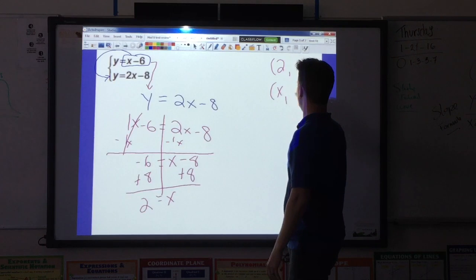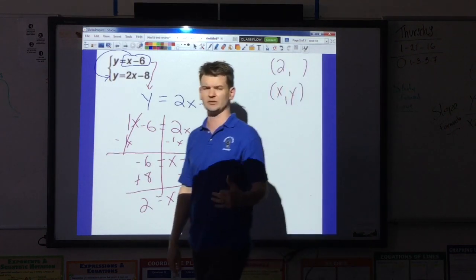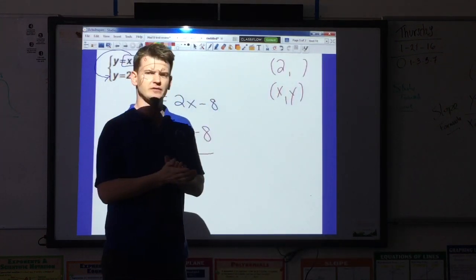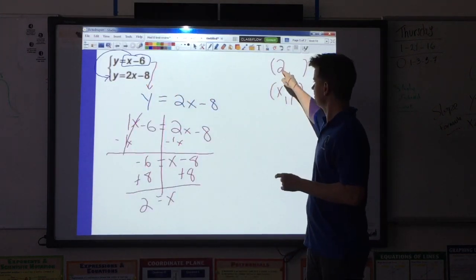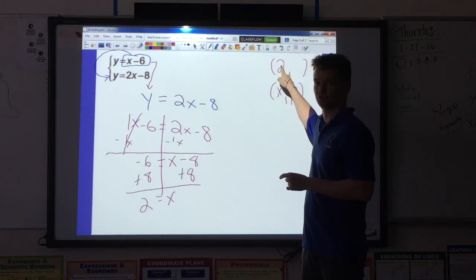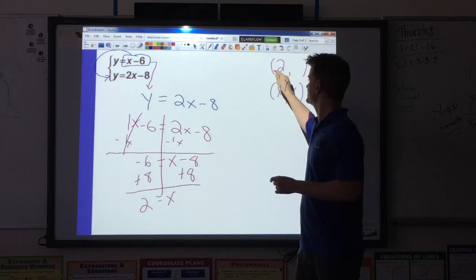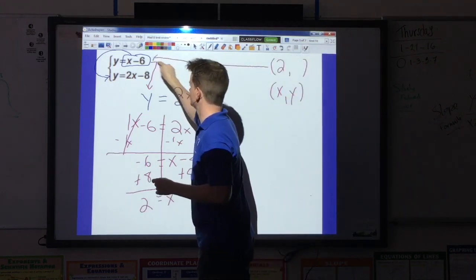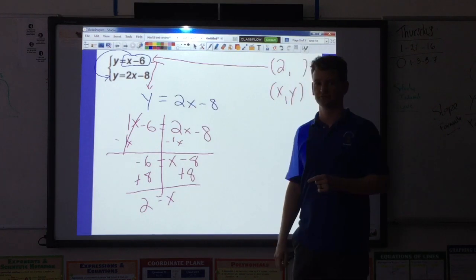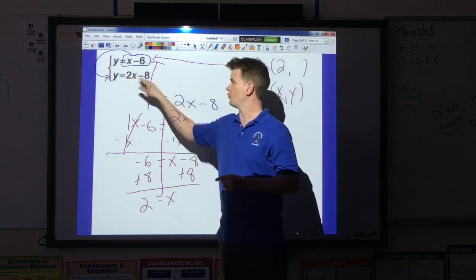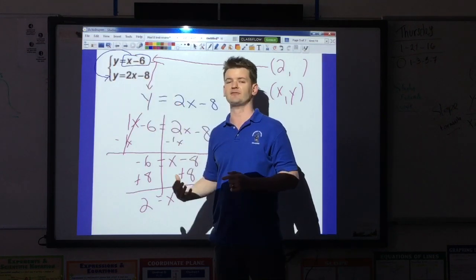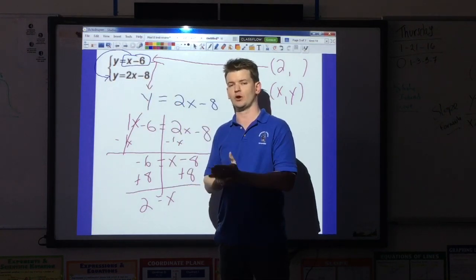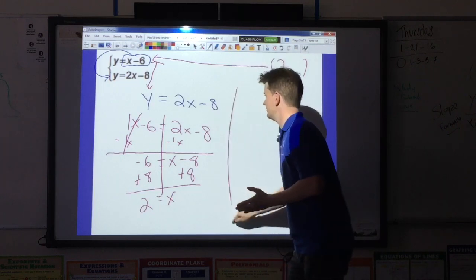Coordinate pairs are written x comma y. So I know what the x value is. Now I just have to go in and find the y. To do that, I'm going to take this 2, and I'm going to substitute it into this equation. Notice that I'm not using the one that I already substituted into. I'm using the other equation. I have to do that in order for this method to work. So I'll write that out now.